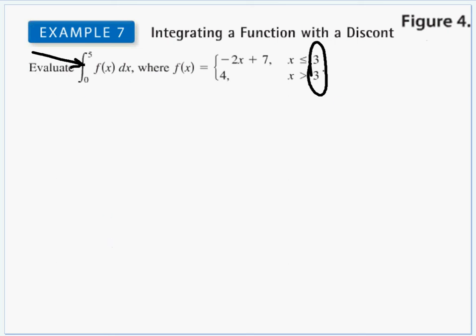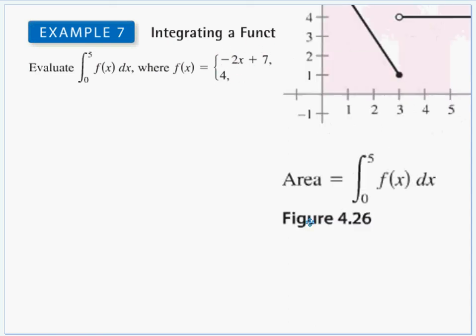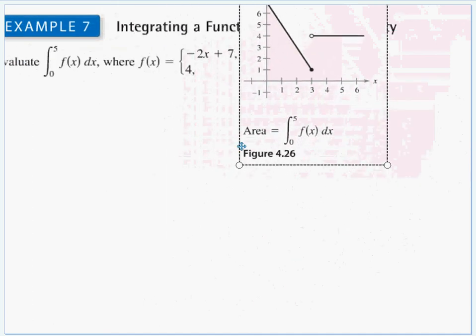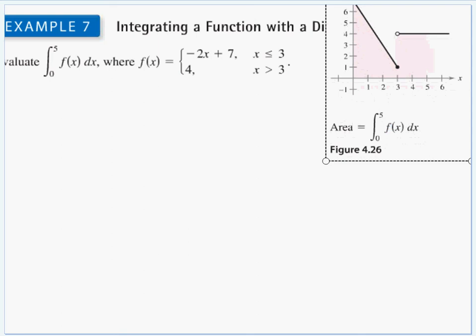We could graph these and figure out what they look like. -2x plus 7, that's a line slanted down. 4 is a horizontal line, but it's going to look like this. Now let me make that a little bit smaller. So let's see. This integral, 0 to 5 of f of x dx, we can break that into two smaller integrals.